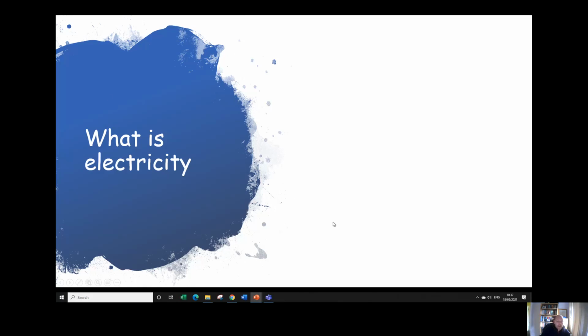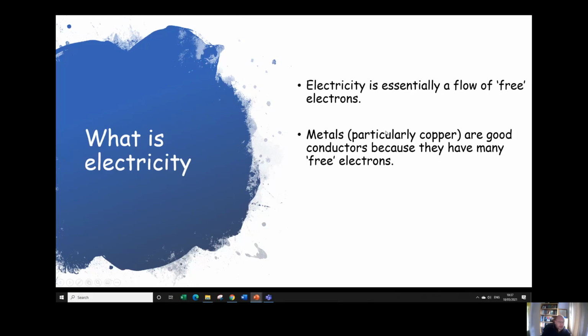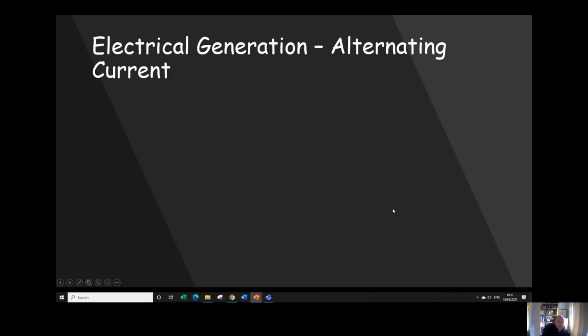So I'll quickly chat through first what is electricity. Electricity is essentially the flow of free electrons. And metals, particularly copper, are very good conductors because they have many free electrons, and copper is an excellent conductor of both heat and electricity. A flow can be created in lots of different ways, and we're going to briefly look at some of the ways that they can be generated now.